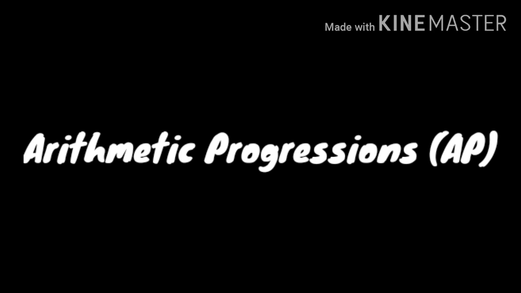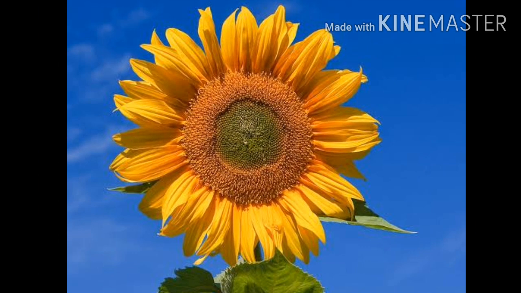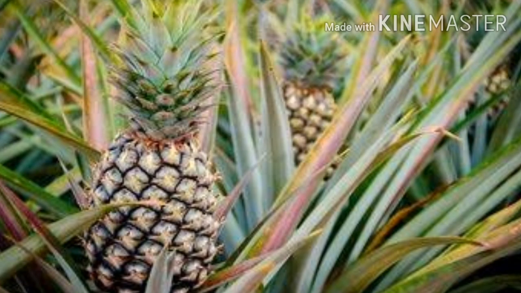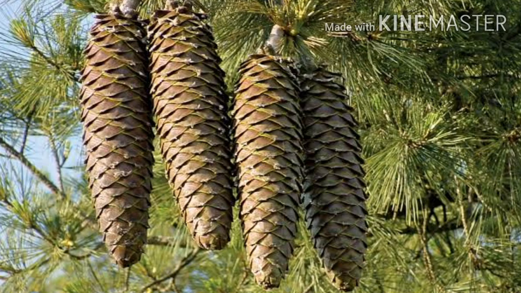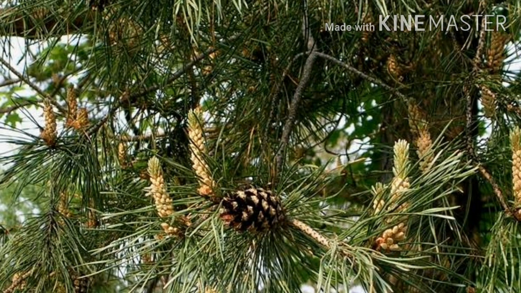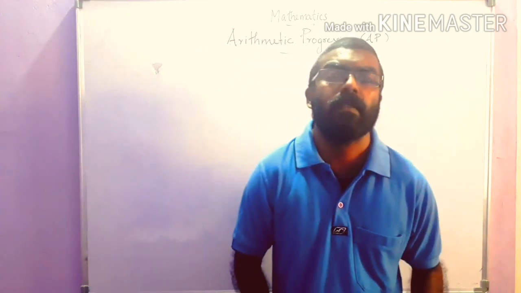So let's start. You must have observed that in nature many things follow a certain pattern, such as the petals of a sunflower, the holes of a honeycomb, the grains on a maize cob, the spirals on a pineapple, and on a pine cone, etc. And today, in this presentation, we are going to discuss arithmetic progressions. Let me explain this concept with the help of a few examples.